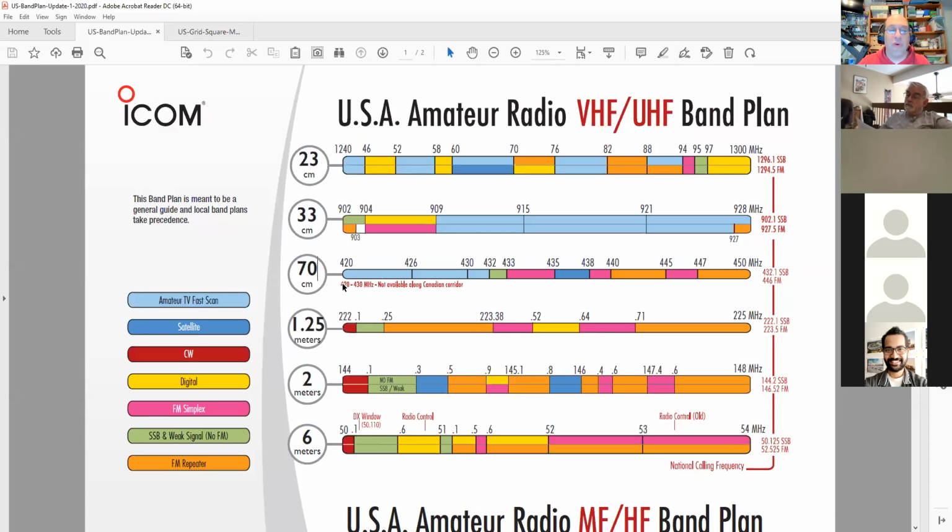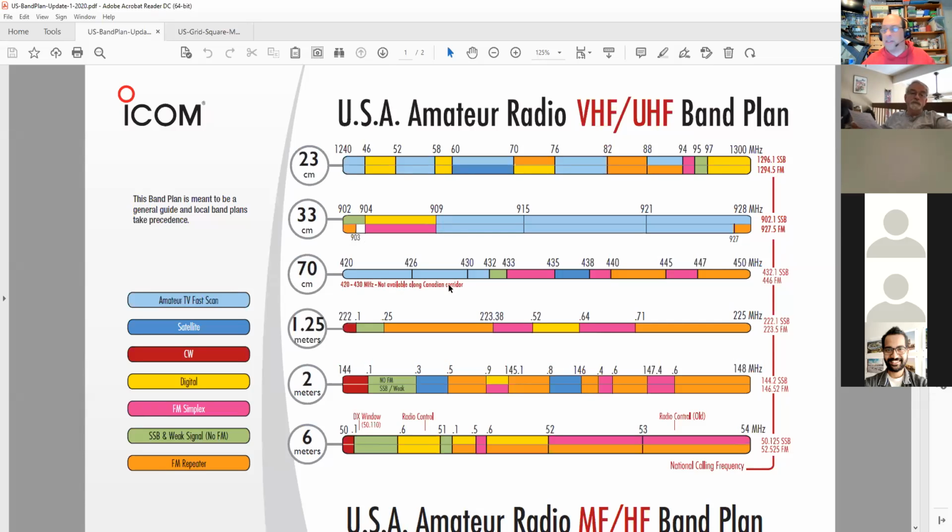Notice this also says 420 to 430, not available along the Canadian corridor. So that basically means that other licensed services have priority. And if the military comes on and says, hey, we need to use 420 megahertz, we're not allowed to talk to them. And if they ask us to go away, we have to go away.